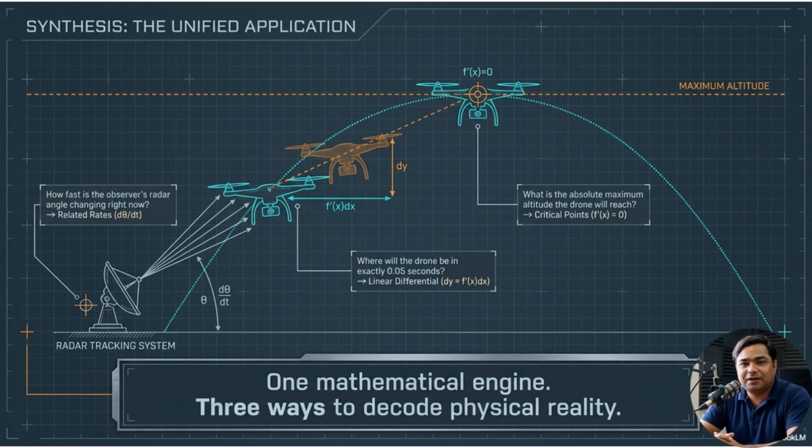Related rates answer how fast is one variable changing because another variable is changing. Differentials answer how much does the output change when the input changes slightly. Optimization answers where is the maximum or minimum value. If you understand these three uses, you understand the practical power of derivatives.